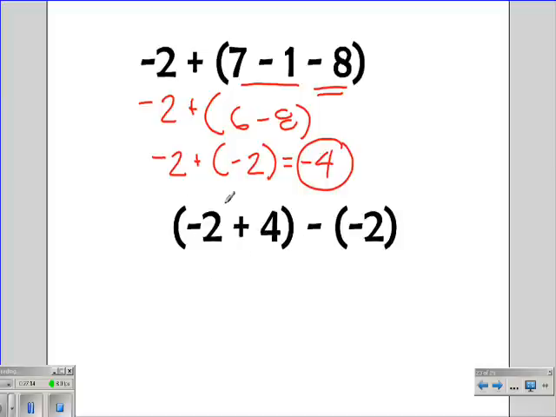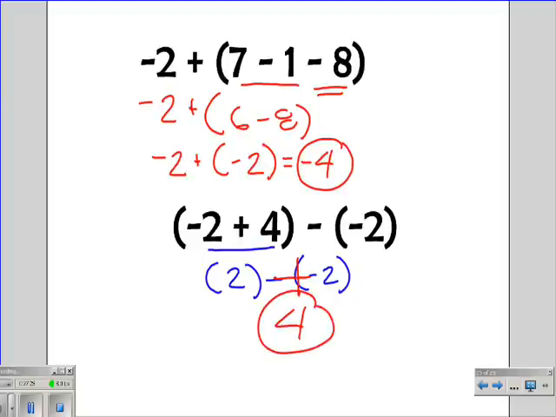And looking at this next one down here, I'm going to do this first, this parenthesis. So negative 2 plus 4 is 2 minus negative 2. And I can think about this kind of as my big plus sign there. So 2 plus 2 is 4.